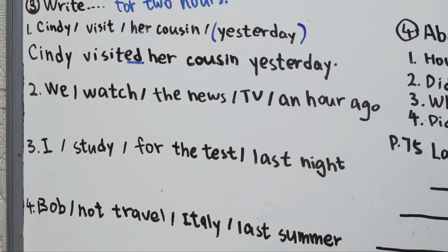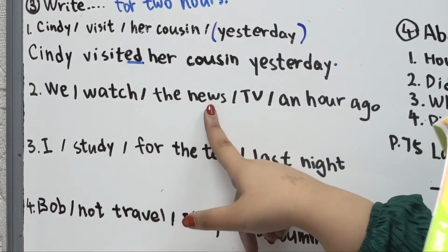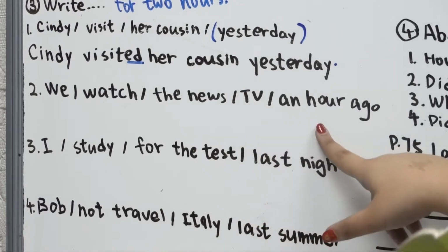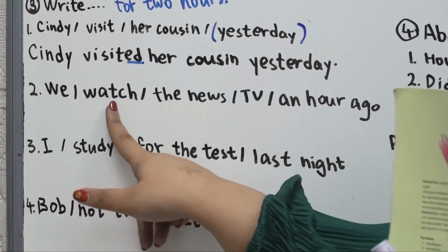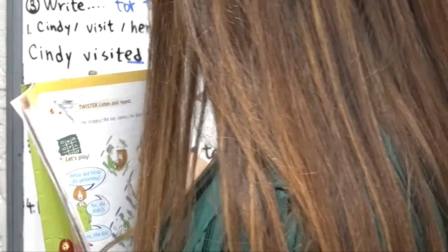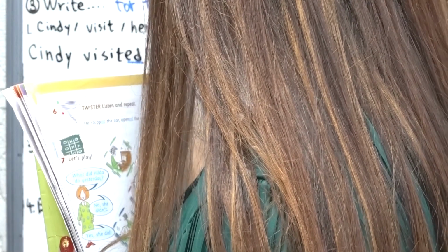And then number 2, what words can you see? We watch the news, TV, an hour ago. So how do we change the sentence? An hour ago tells you this action happens in the past. That's why, again, we have to change the verb. We have to add ed. So we watch becomes we watched. We watched the news.